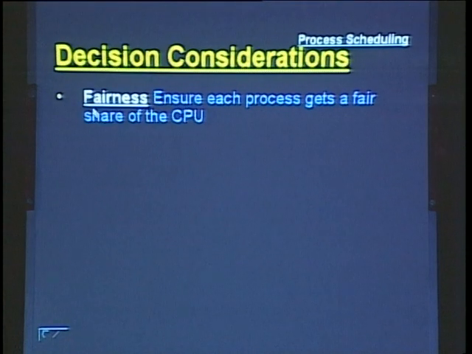The first consideration is fairness. Because there are a number of processes active at any given time in the system, the scheduling algorithm must ensure that each process gets a fair share of the CPU time. That is one.